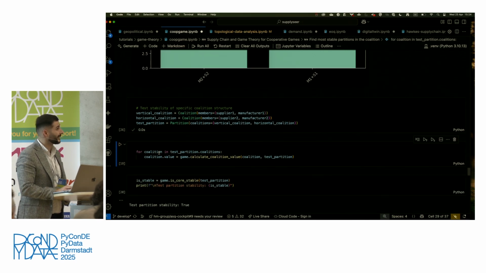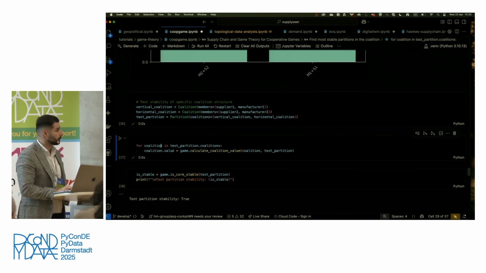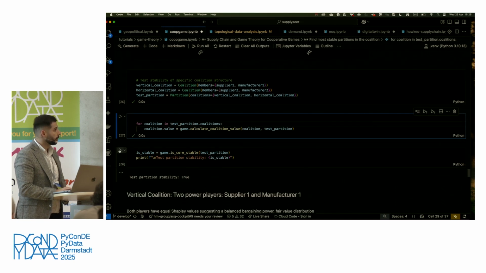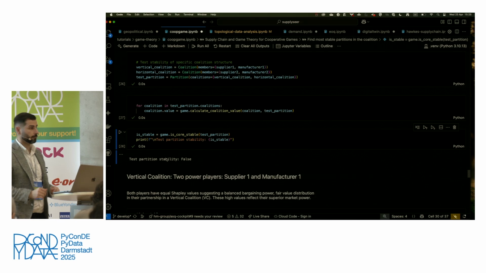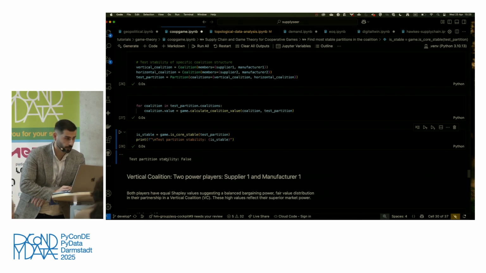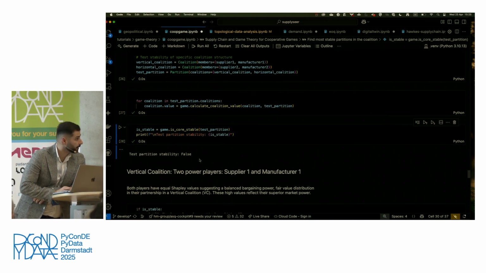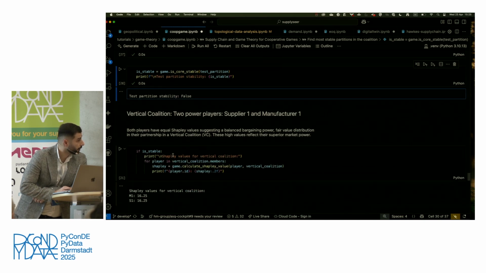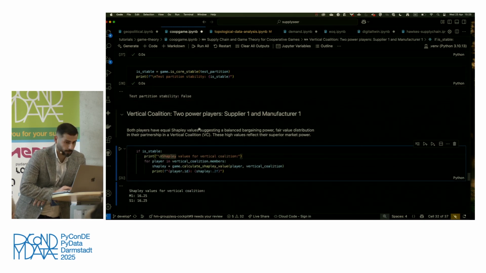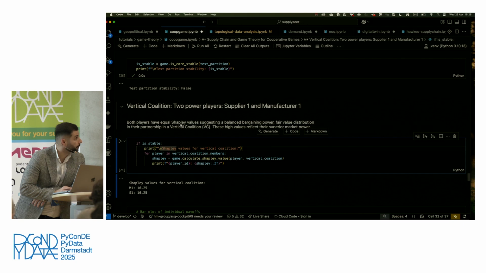We're going to test how stable they are as well. As I mentioned, if you're working with suppliers in China or in South Africa or in the Middle East, you want to know something about the power of their market shares, the dynamics. This one tells us the partition stability is false. I'm not going to go deeper into it, so we can have time for one more.